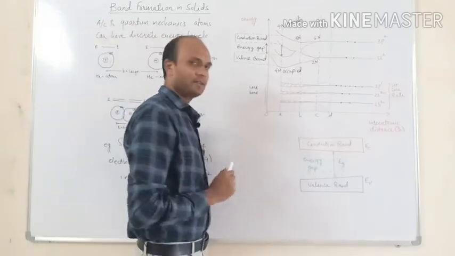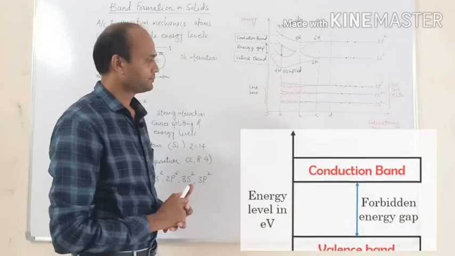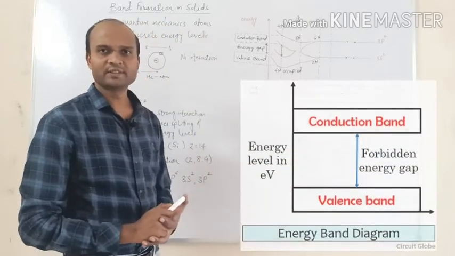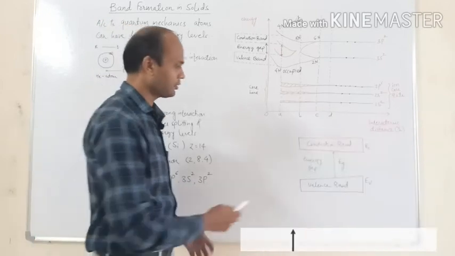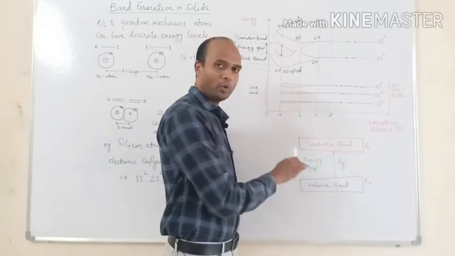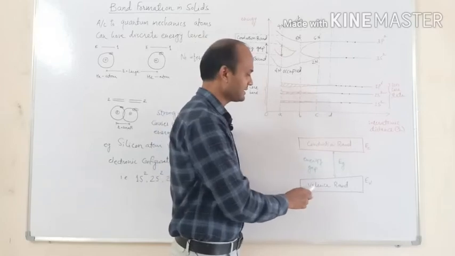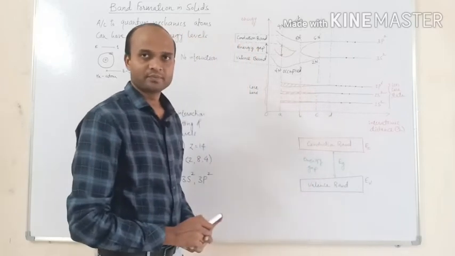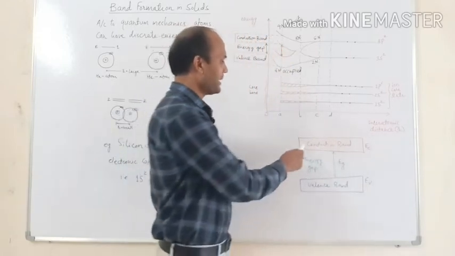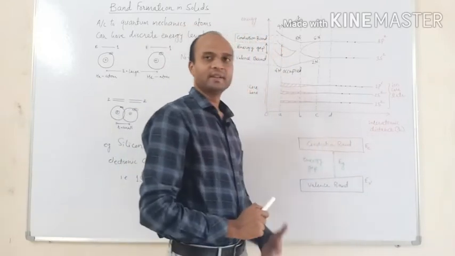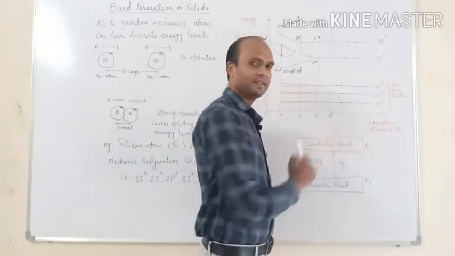Finally, we can draw the band diagram in solids, because only two bands are important for us, and that's why I have drawn these two bands. The lower band is called the valence band. Its energy is denoted by EV. The upper band is the conduction band, and its energy is denoted by EC.